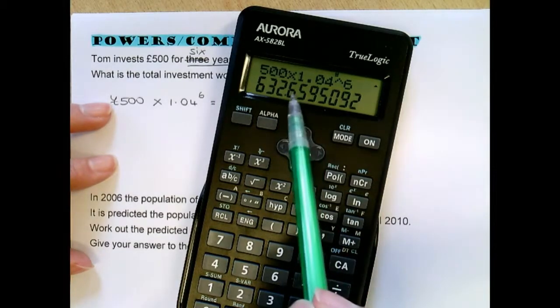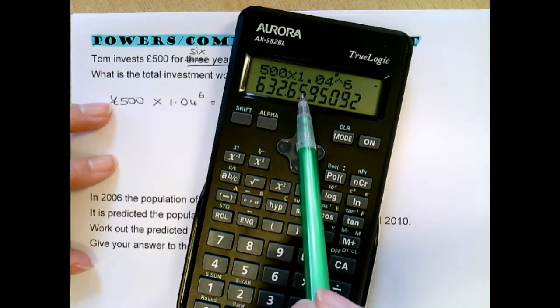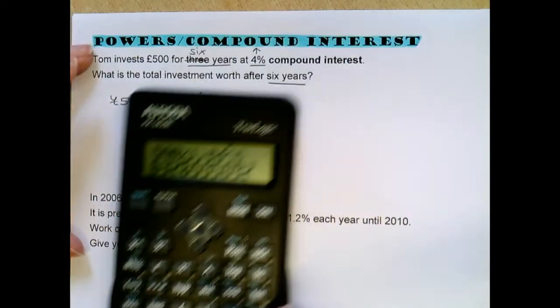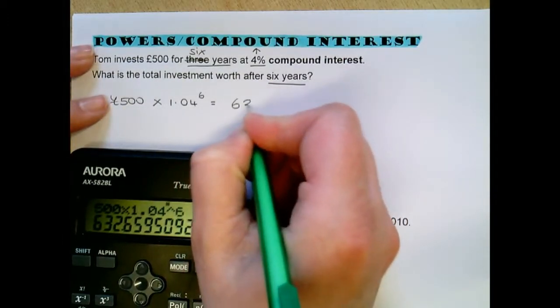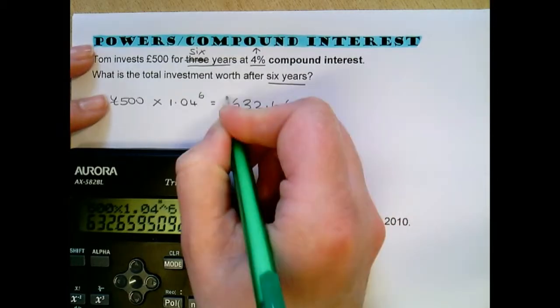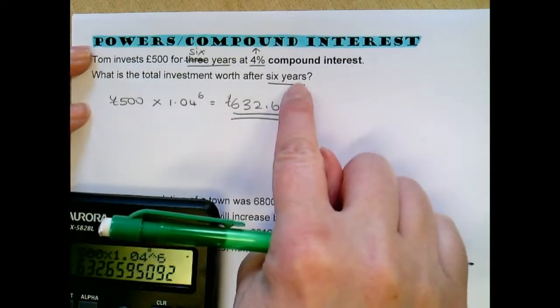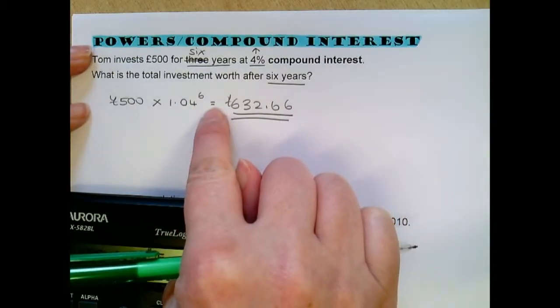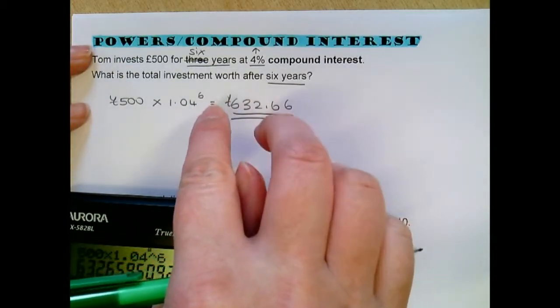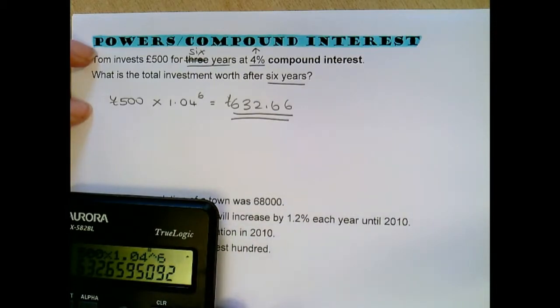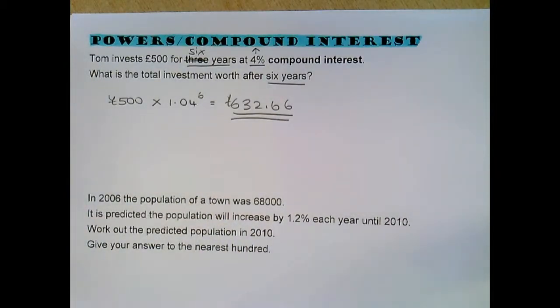£632, and then that's 65, because of the 9 will go up to 66. So 632.66. Okay, be careful with this. 6 years, you don't just times by 6 at the end. That would actually be more like simple interest. It actually wouldn't even be simple interest, but make sure that you definitely put it as a power.